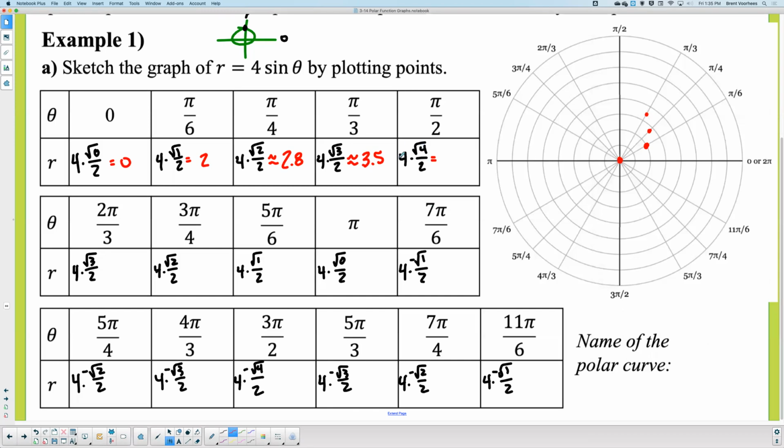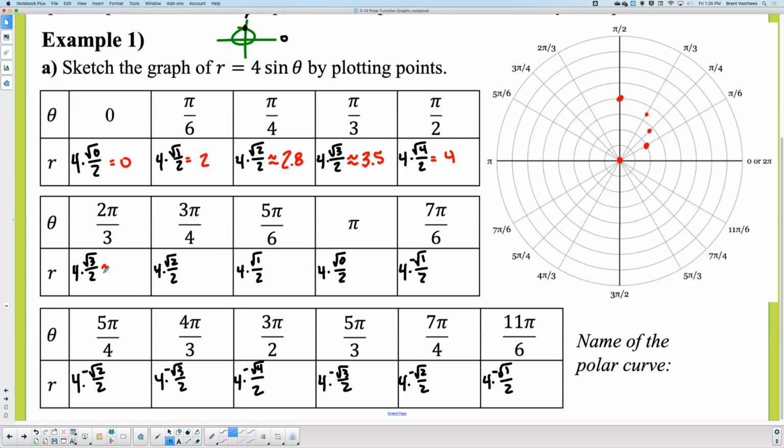Now this value would reduce. That's 2, so it's 4 times 2 divided by 2. That becomes just 4. At pi over 2, go to the fourth circle. 1, 2, 3, 4, plot a point there. And now I can see what's happening. These are going to repeat down.